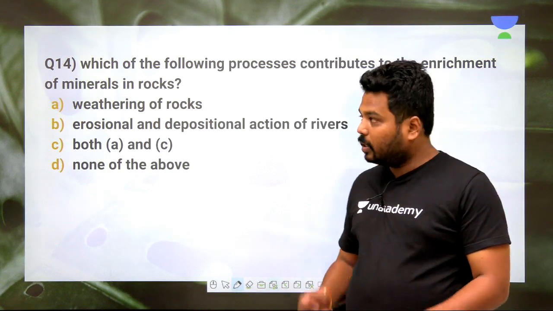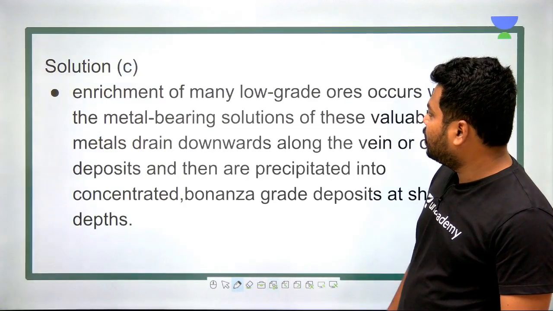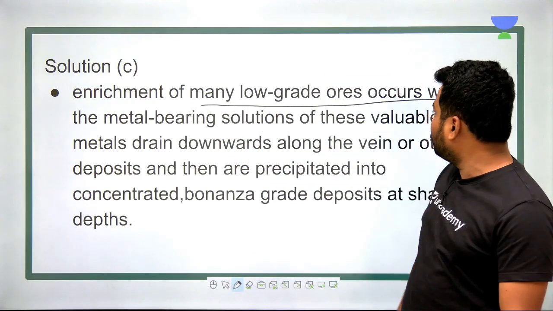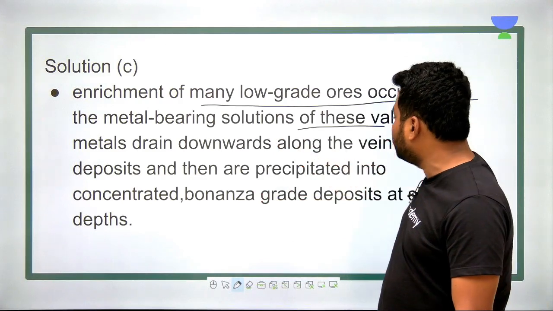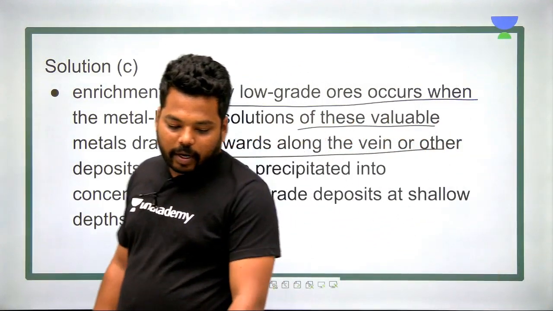This is a little interesting. Which of the following processes contributes to enrichment of minerals in rocks? Clear? Enrichment of many low grade ores occurs when the metal bearing solutions of these valuable metals drain downwards along with the vein or other deposits.